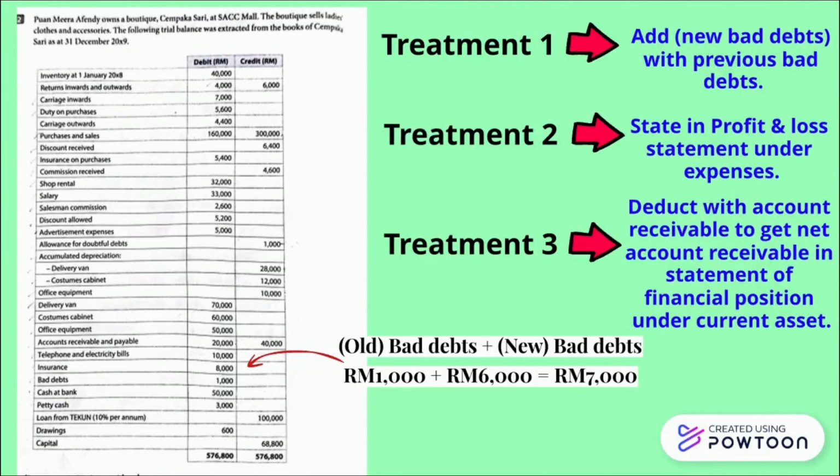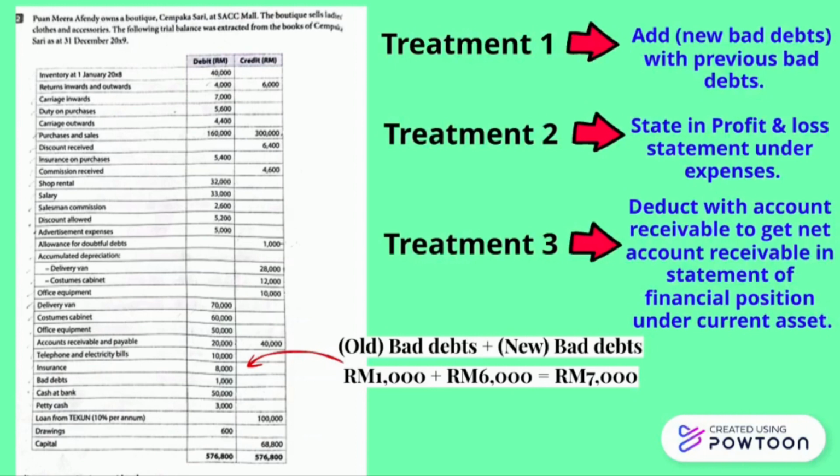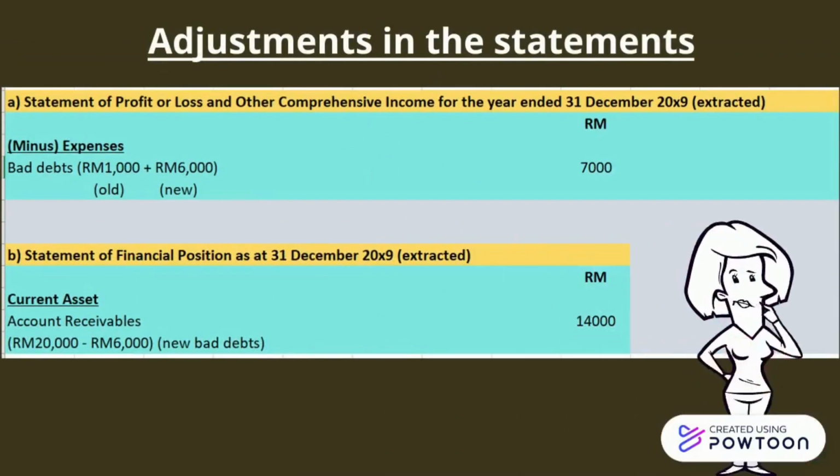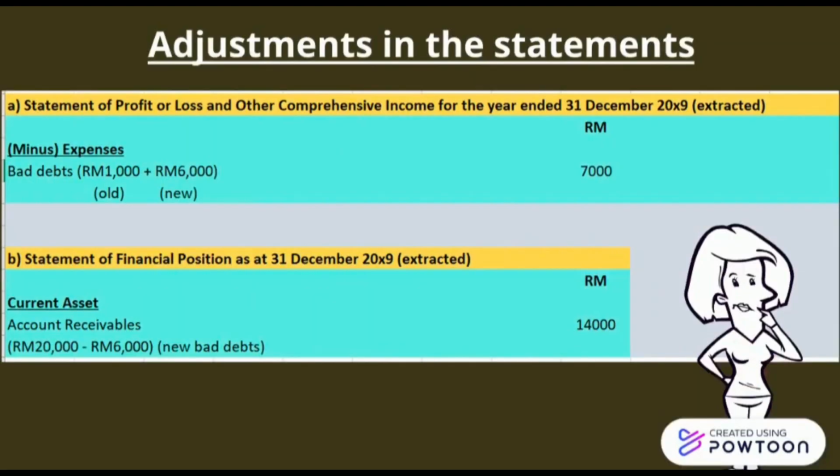Second treatment, state in the statement of profit or loss and other comprehensive income under the expenses. Okay, after we calculate the new amount of bad debt, we will move to the second treatment, where we need to state the new amount of bad debt in the statement of profit or loss and other comprehensive income under the expenses. So in this question, we will put the 7,000 that we calculated in the statement of profit or loss and other comprehensive income under the expenses.